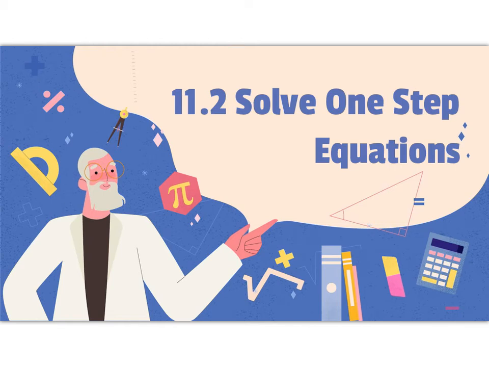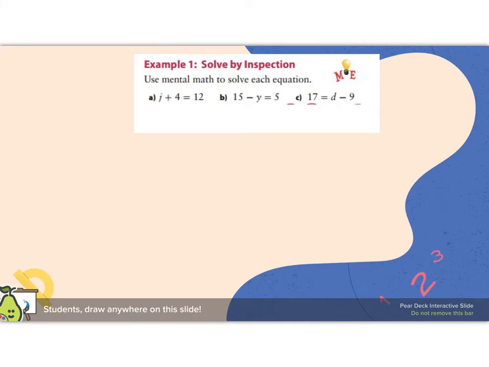Hi, so this is a quick video on how to solve one-step equations. For the beginning, we're just going to use some mental math to solve it. We're not going to be too picky with how we're showing our work, but essentially anytime you have a letter, so j plus 4 equals 12, j just stands for something that we don't know. So we're going to call this our variable.